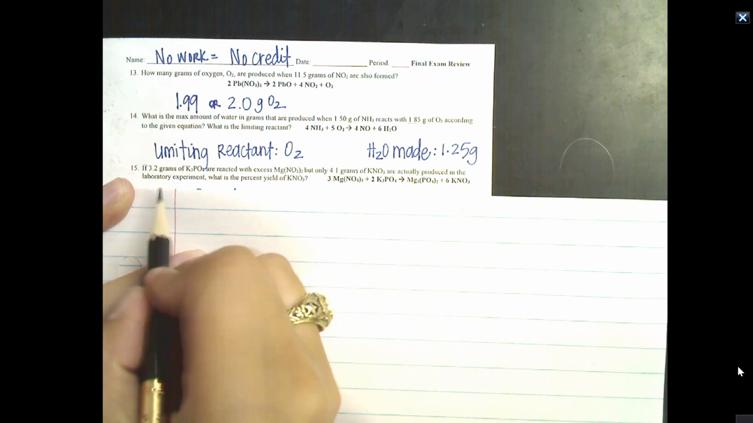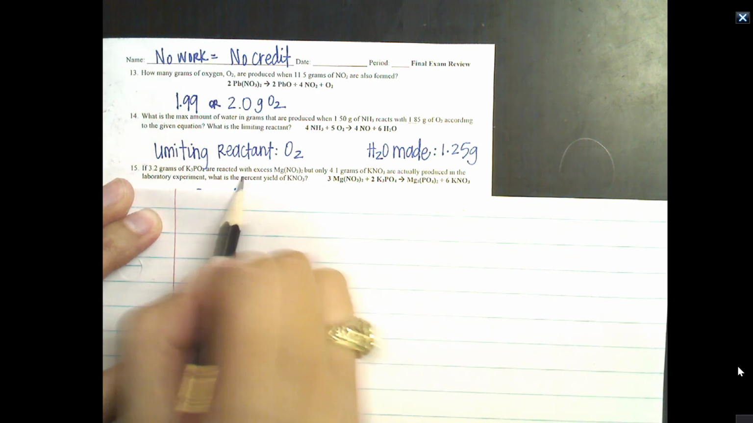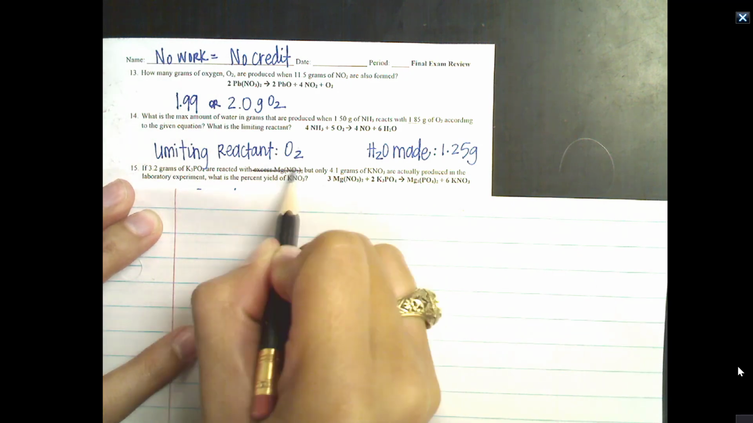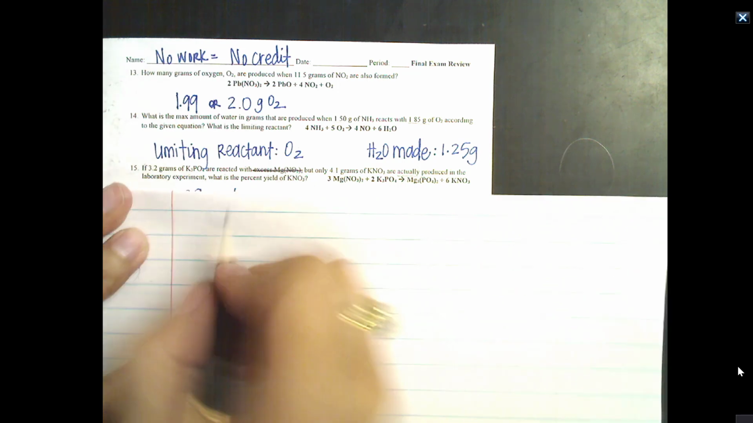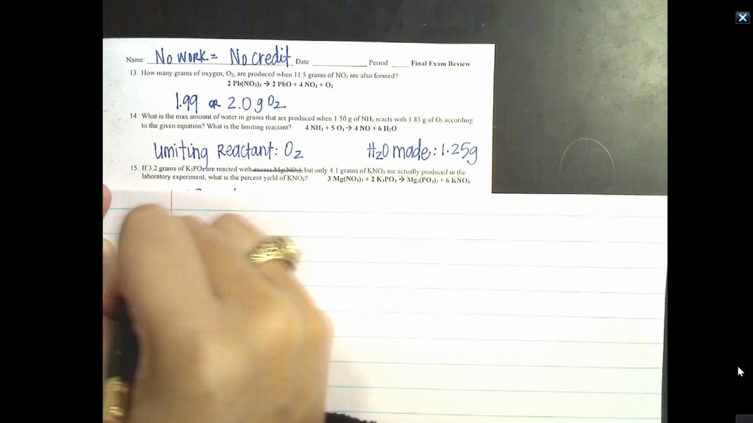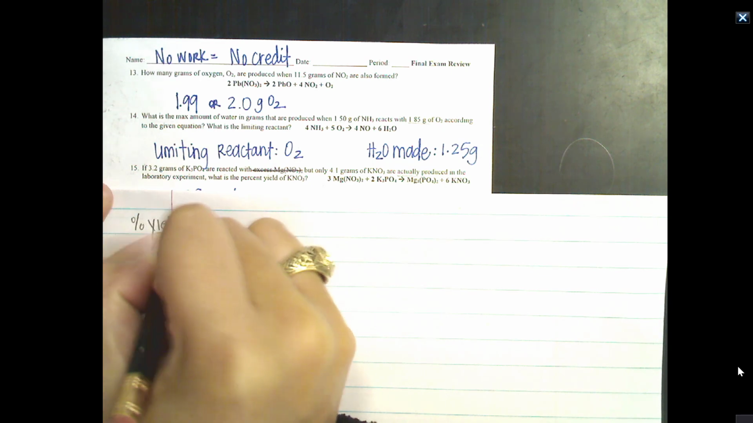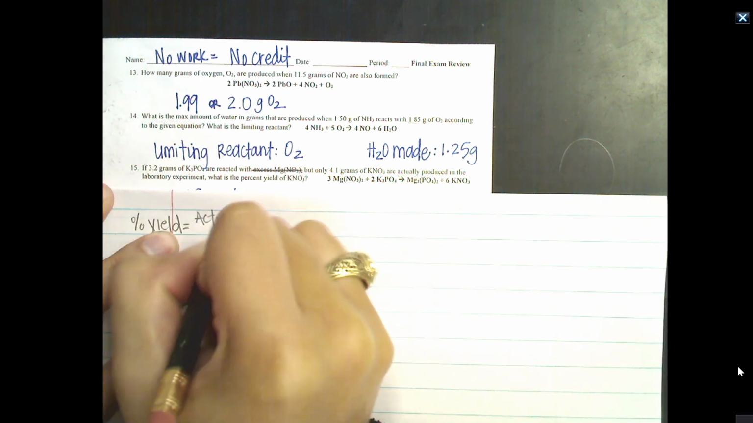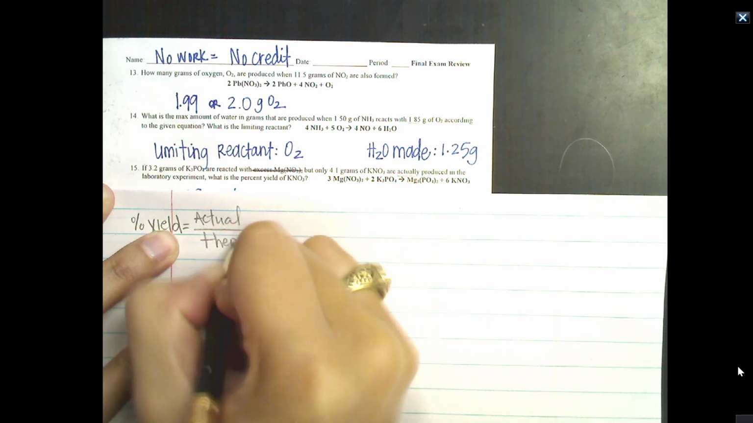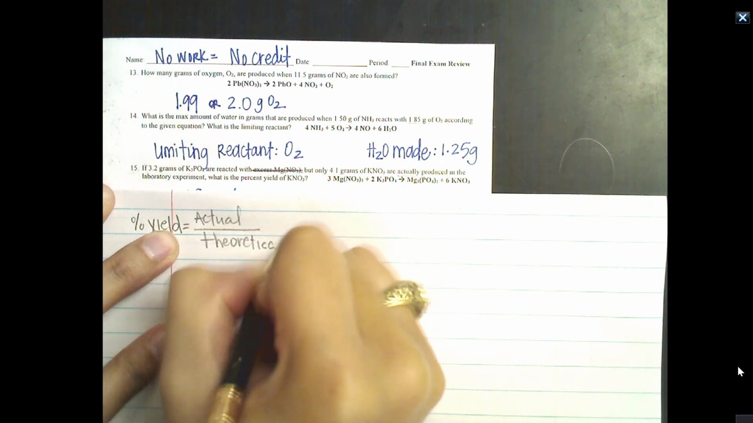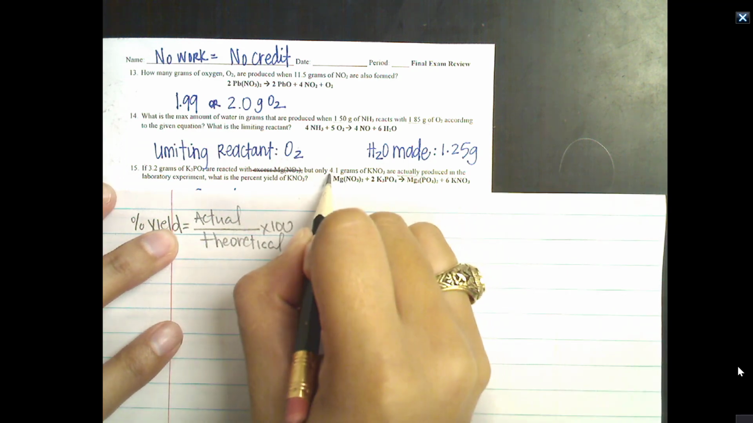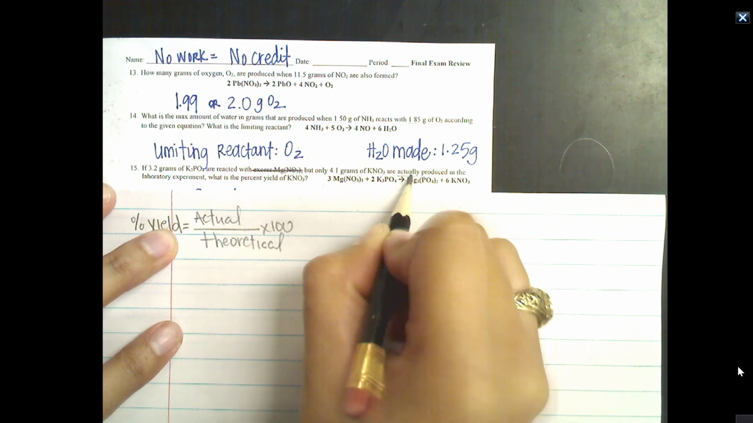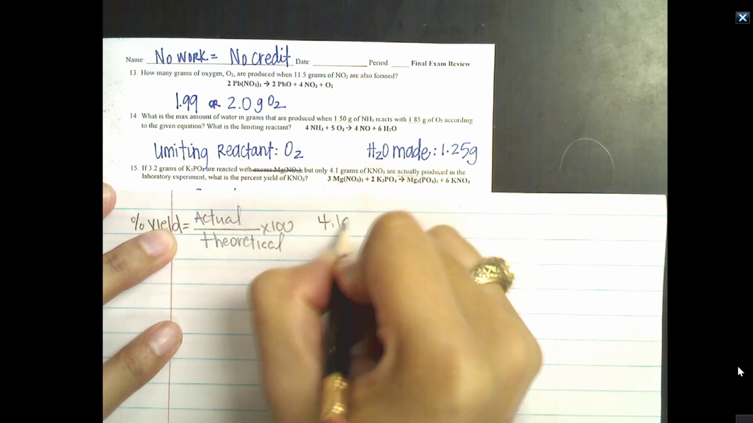It says if 3.2 grams of K3PO4 reacted with excess, remember anytime you see excess, cross that out, but only 4.1 grams of KNO3 are actually produced in the laboratory experiment, what is the percent yield? Here's what you need to know. Percent yield is equal to actual divided by theoretical times 100. So actual is given to us in this problem. If we read, it says only 4.1 grams are actually produced. So 4.1 grams goes at the top.